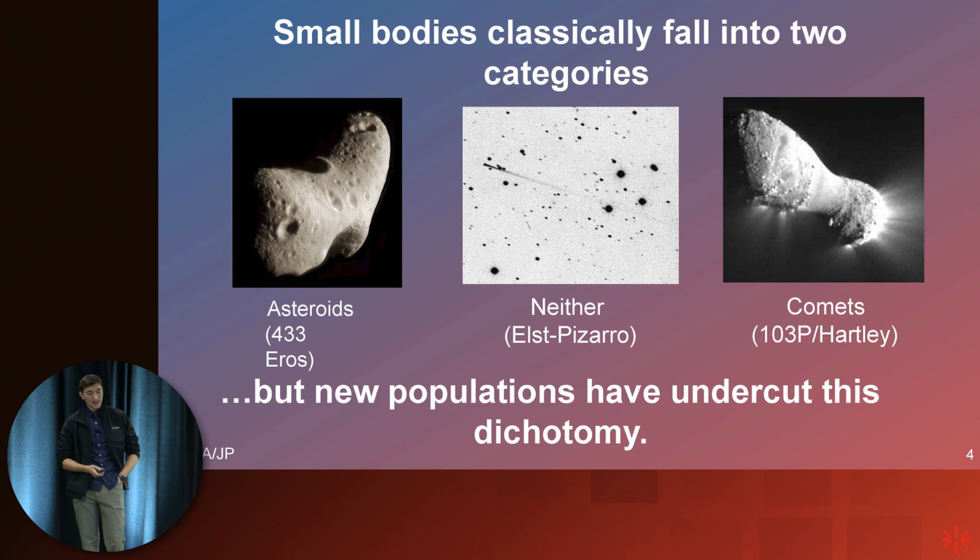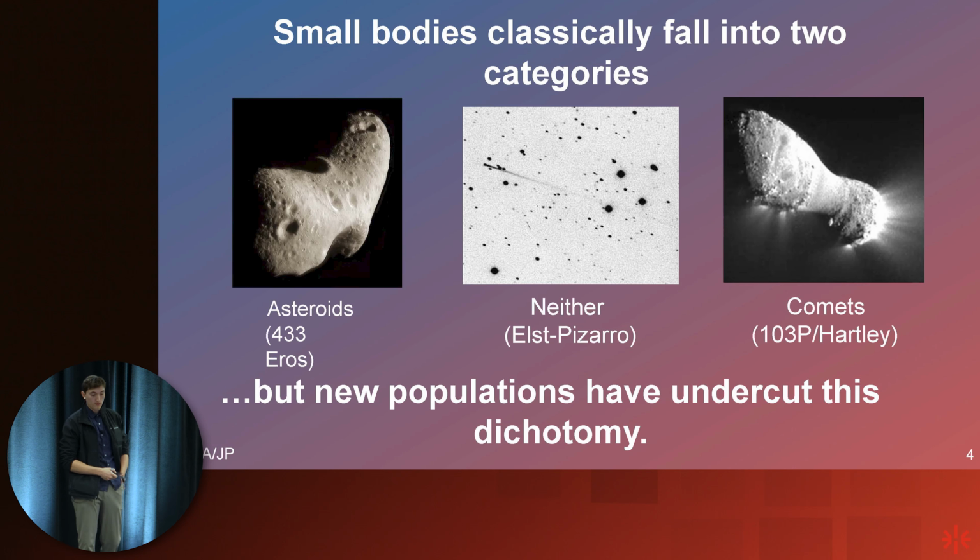And so in recent decades, we have found several new populations that start to undercut this dichotomy. So this is an example here. This is Elst-Pizarro. You can see Elst-Pizarro right there, and this long tail coming off of it, and I'll do the similar thing over here. There's the object, there's the tail. And the fact that it has this tail is quite interesting because it's in the main asteroid belt, and we would expect it, based on its composition, to be an asteroid, but it still has this activity.